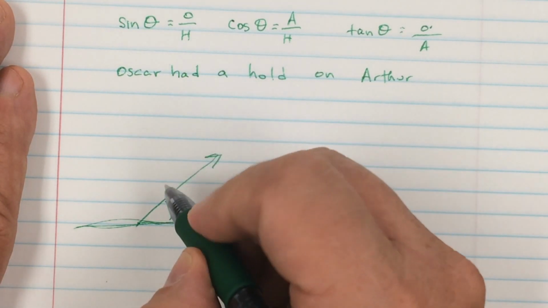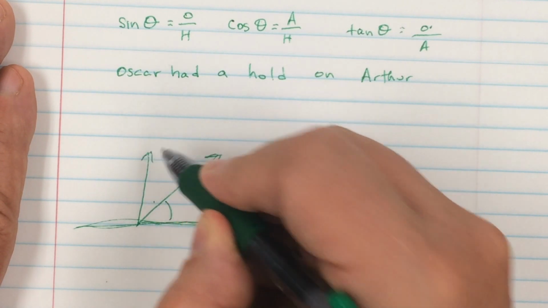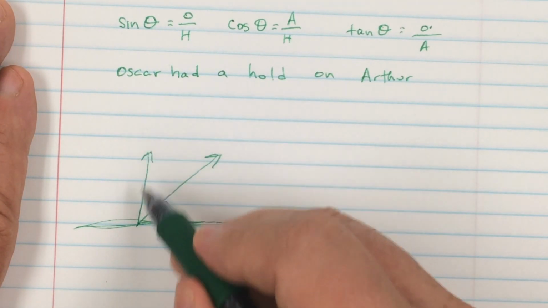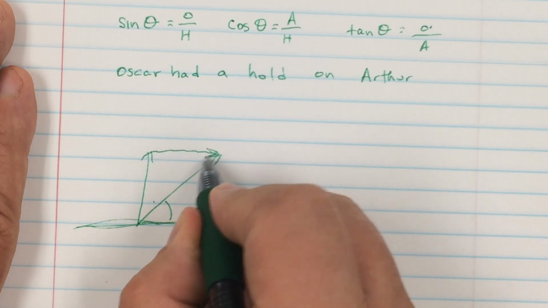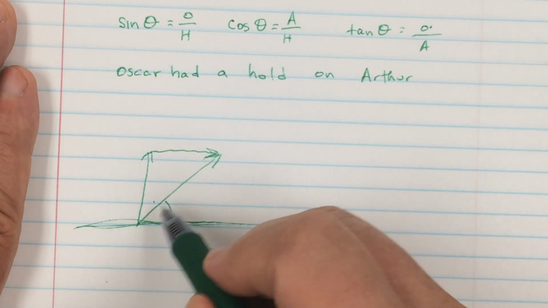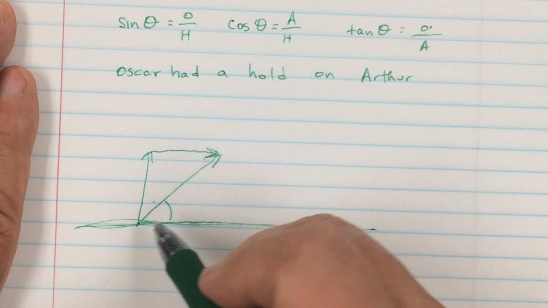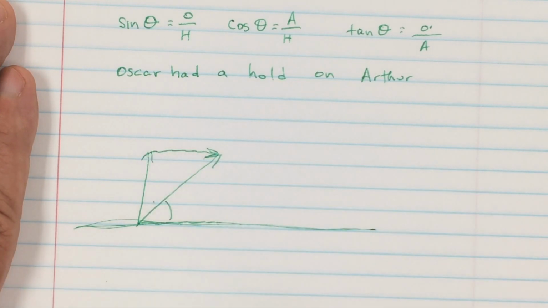Some of this is an up-downness. This much of this is an up-down component, and this much of this is a sideways component. So what you can see is if I throw a ball, I'm making a force of a ball. I've made a right triangle.